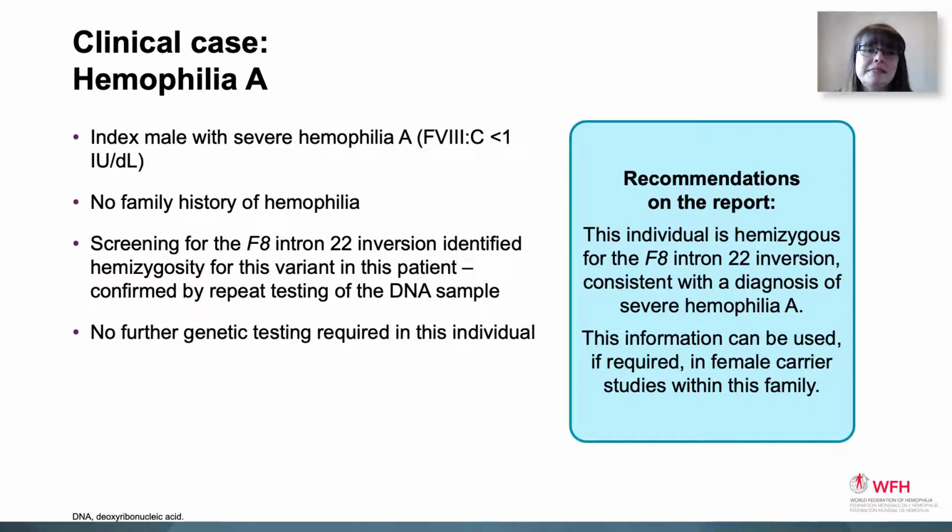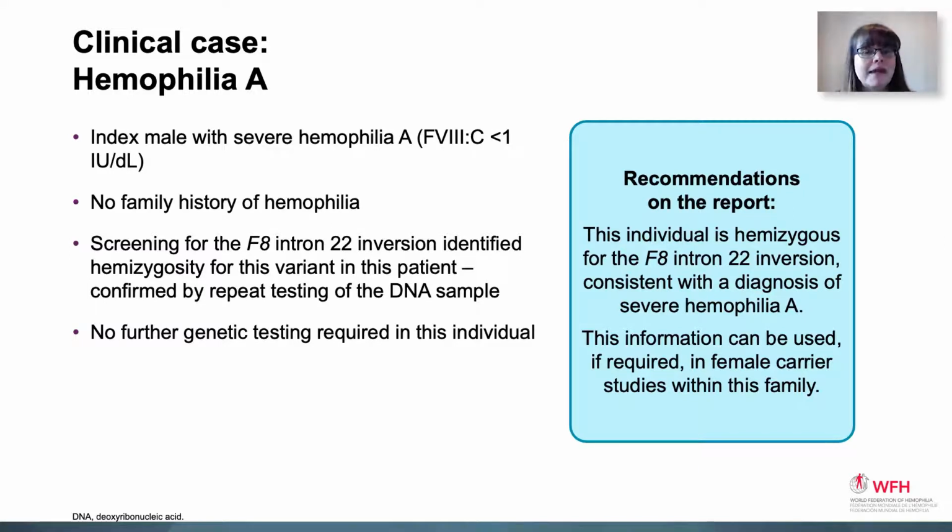The first is the severe haemophilia A case. The index male has a factor VIII coagulation phenotypic level of less than 1 international unit per deciliter, and there was no previous family history of haemophilia. According to the flowchart, the first test that we would do is screen for the factor VIII intron 22 inversion mechanism. By testing for this, we identified hemizygosity for this variant in this patient, and this was confirmed by repeat testing of the DNA sample.